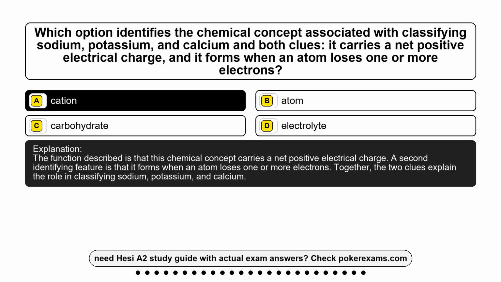The function described is that this chemical concept carries a net positive electrical charge. A second identifying feature is that it forms when an atom loses one or more electrons. Together, the two clues explain the role in classifying sodium, potassium, and calcium.